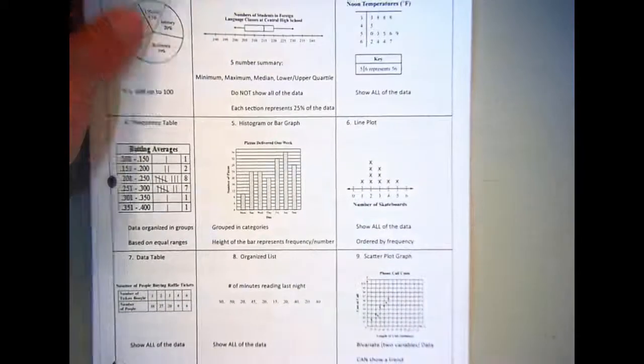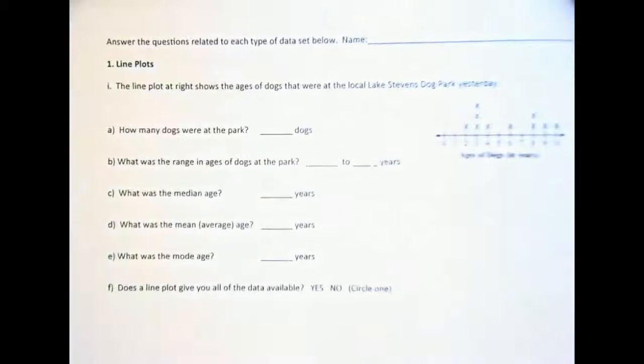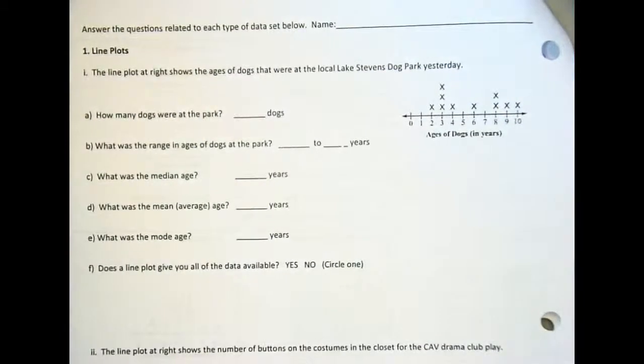This is where we take all 9 of those graphs and break them up into each one. The first one we're dealing with is line plots. If you wanted to reference back to page 1, there's some information about line plots. It's actually number 6 down there, but it shows all the data in order by frequency. We're going to get a broad overview of what a line plot is.